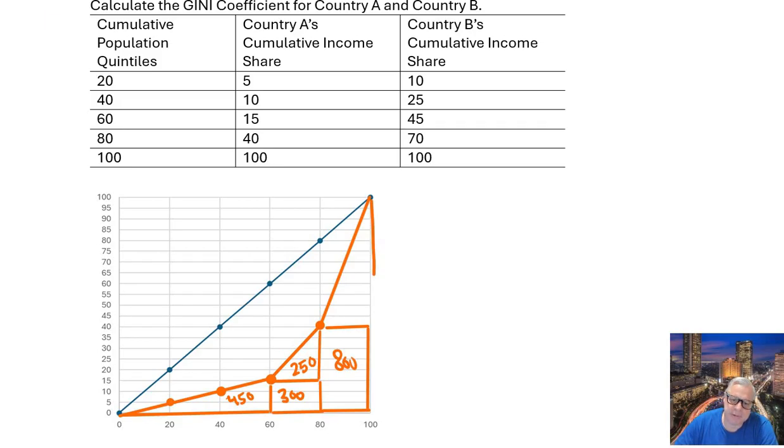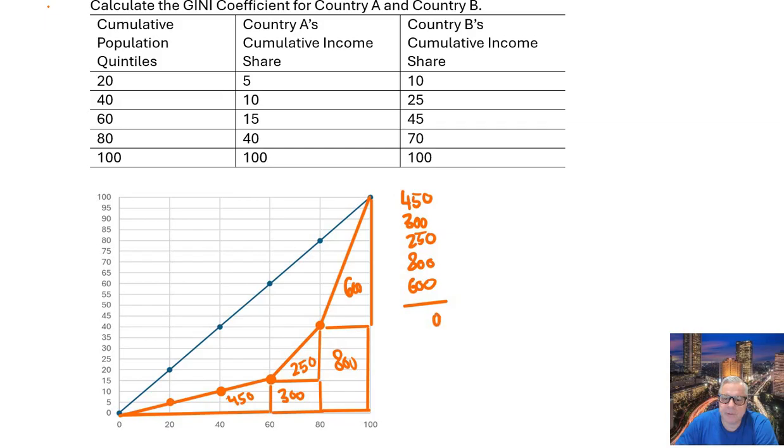And here we have our final triangle, which is 20 times 60, because from 40 to 100 it's 60, so 20 times 60 over 2, so that's 600. Okay, so now the total area underneath is 450, 300, 250, 800, and 600.